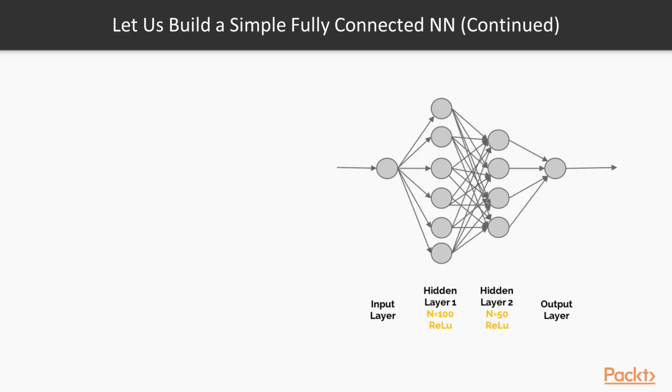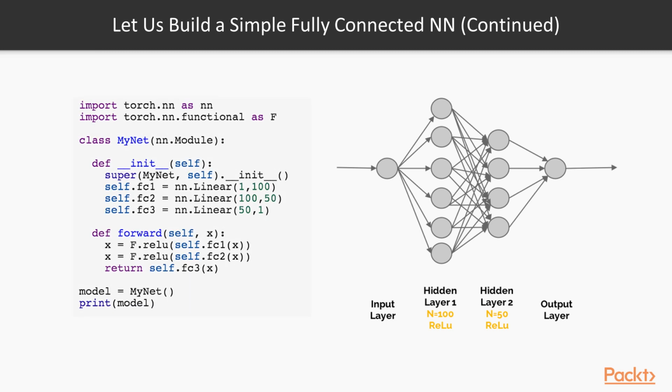So what does that look like in PyTorch? Here's the PyTorch code to build this particular model or neural network. We'll import our neural network package, and then we create a class called MyNet based on the neural net module in PyTorch. Typically, at a minimum we need to define two functions in this class.